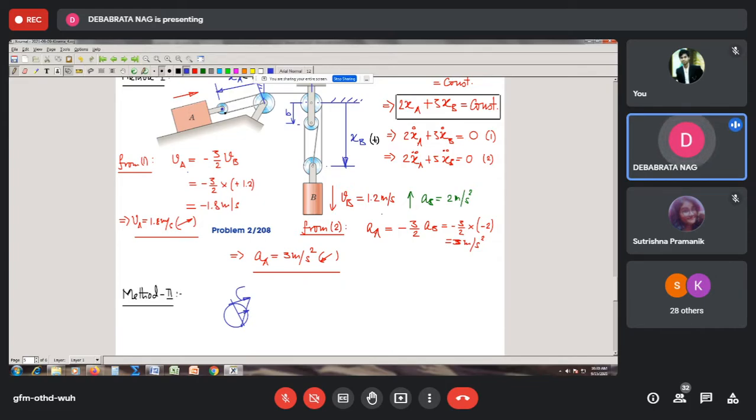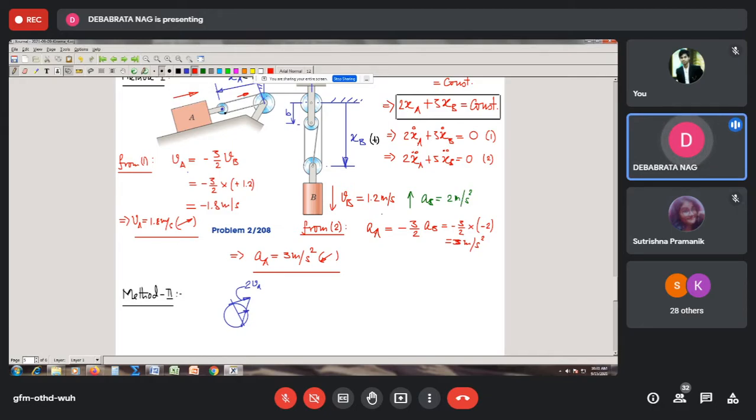So if I call this the velocity of block A, then the velocity at the upper end is going to be 2vA. So this string is moving in the direction 2vA. So if I just show it with the red arrow, it is going in this direction tentatively.